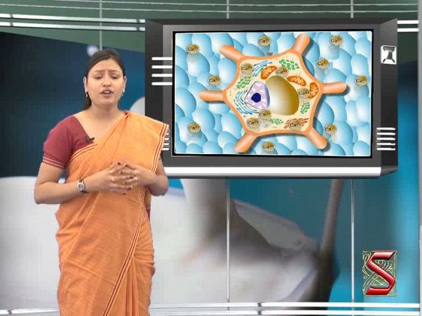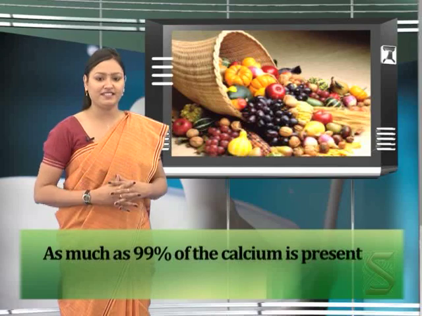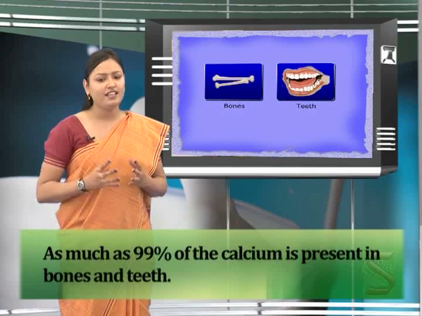As we discussed before, calcium is the most abundant among all the minerals of the body, and it is a major element required for the body. The total content of the calcium is about 1.5% to 2% of the body weight of the adult man. As much as 99% of the calcium is present in bones and teeth. The remaining 1% present outside the bones and the teeth performs many important functions.